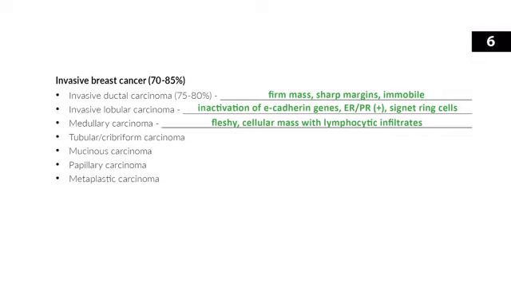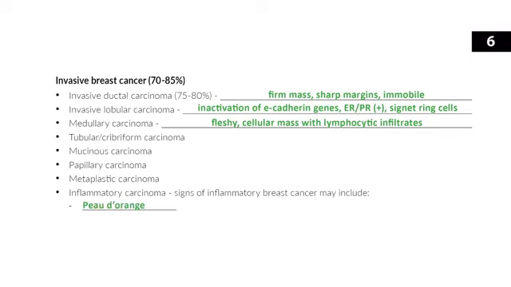And then I want to briefly call your attention to inflammatory carcinoma. This isn't really a subtype of invasive carcinoma, but it's a way that invasive carcinoma might present. Inflammatory carcinoma occurs when you have cancer that invades the dermal lymphatics and it leads to visible inflammatory changes. Signs of inflammatory breast cancer may include peau d'orange, which is the orange peel texture to the skin, which comes about because of lymphatic obstruction, and lymphedema, which causes the skin to thicken.